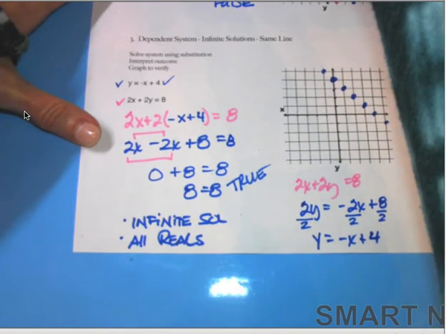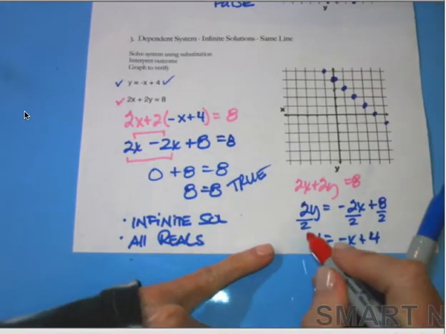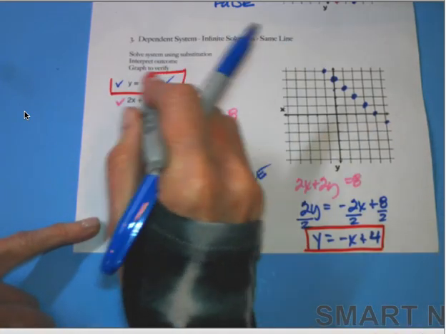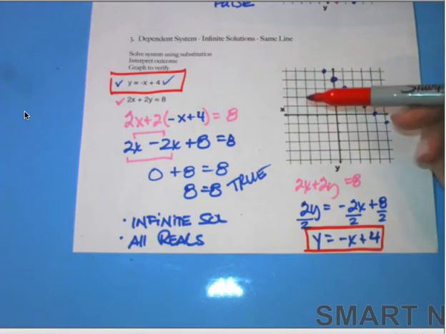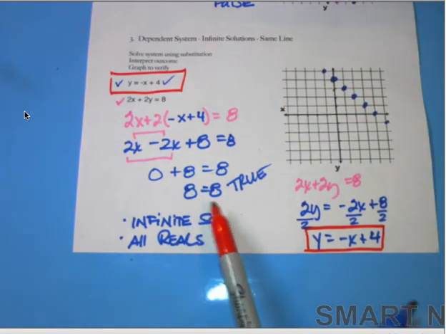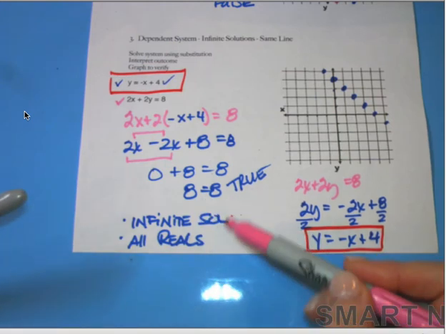You can now see that both equations result in the same y equals mx plus b format, which means that they originally represented the same line. They're actually the same equation. And when I solve it, the variable leaves and the numbers that remain are actually equal to each other. So this is my case where I have infinite solutions or all reals. So when this happens, you would need to state infinite solutions or all real numbers.